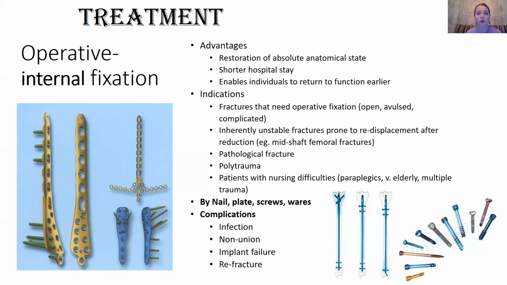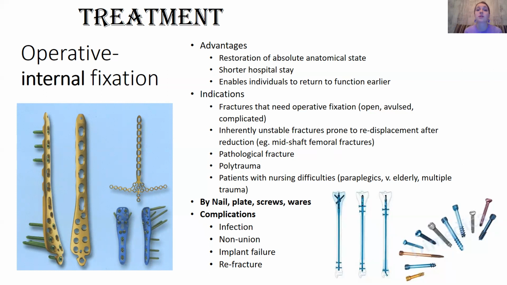Pathological fracture, of course. For a patient with polytrauma, we need stable fixation of the fracture. And patients with nursing difficulties, paraplegic patients, elderly patients, multiple trauma. So we need to fix the fracture because we need to care for this patient.